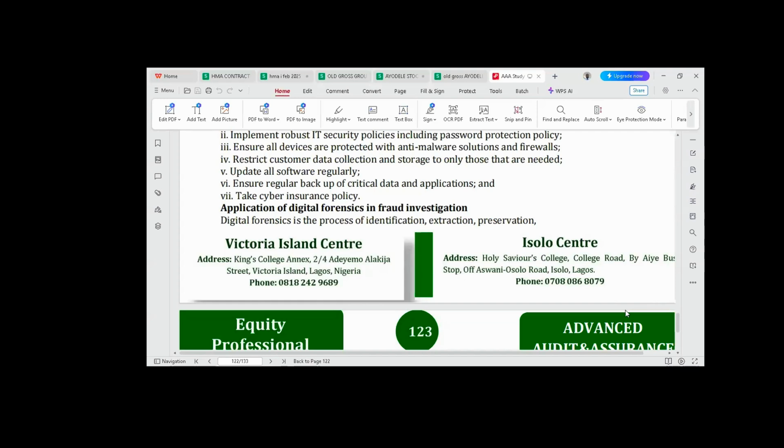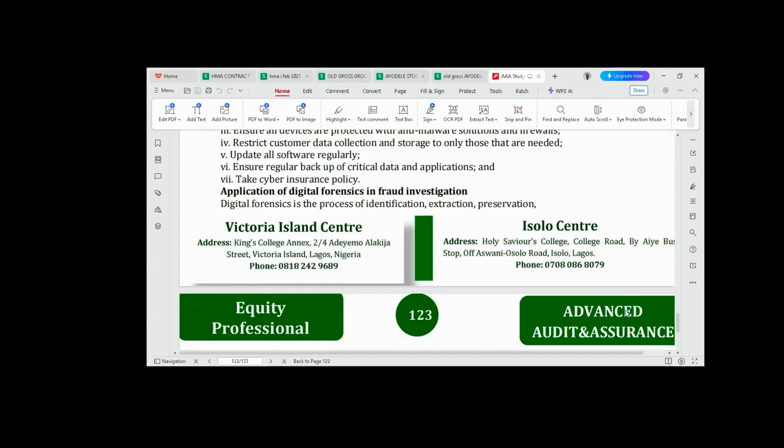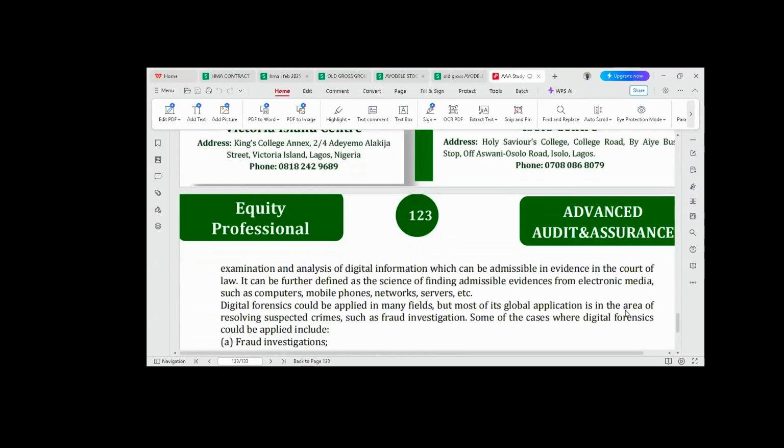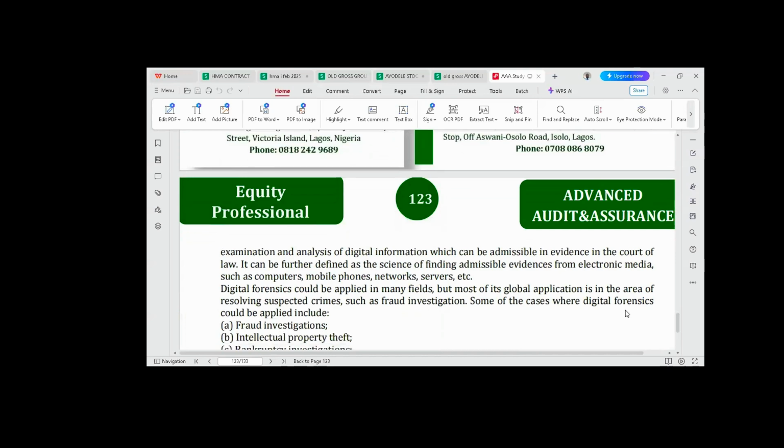So digital forensic is the process of identification, extraction, and preservation, examination and analysis of digital information, which can be admissible as evidence in the court of law. It can be further defined as the science of finding admissible evidence from electronic media, such as computers, mobile phones, networks, and servers. So digital forensic could be applied in many fields, but most of its global application is in the area of resolving suspected crimes, such as fraud investigation. I hope you have seen it now. That's why I gave that initial preamble.